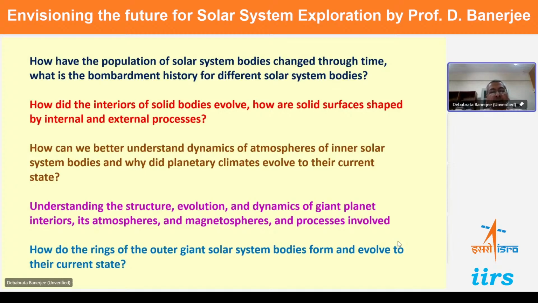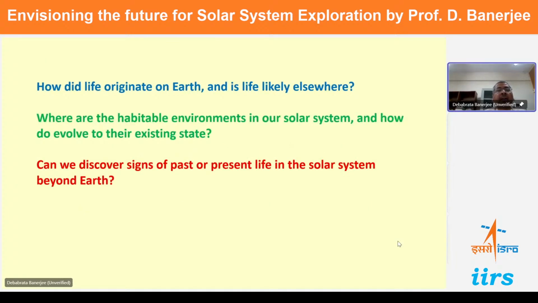Understanding the structure, evolution, and dynamics of giant planet interiors. This will take some time. Its atmospheres, magnetospheres, and processes involved. The rings of outer solar systems. How did they form and evolve to their present state? For example, Saturn.